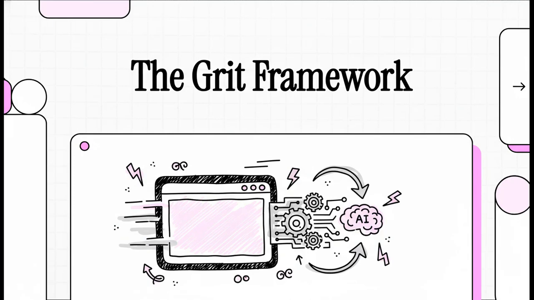Today, we're going to dive into a framework called Grit. It's designed to seriously speed up how we build web apps, especially when AI is part of the picture.